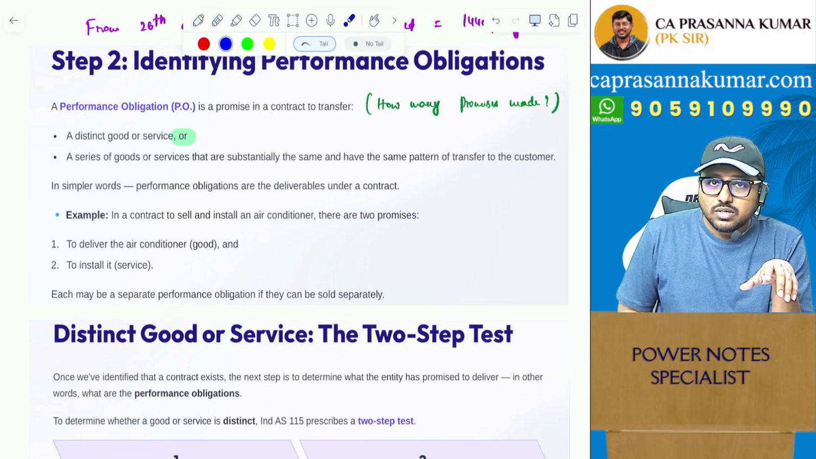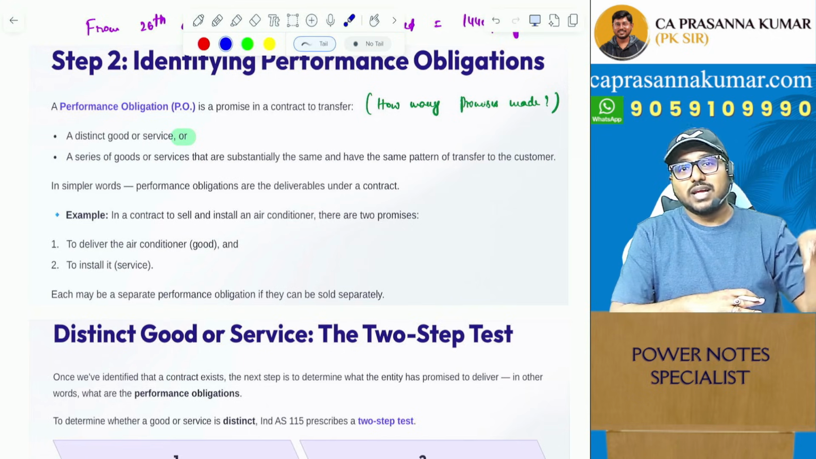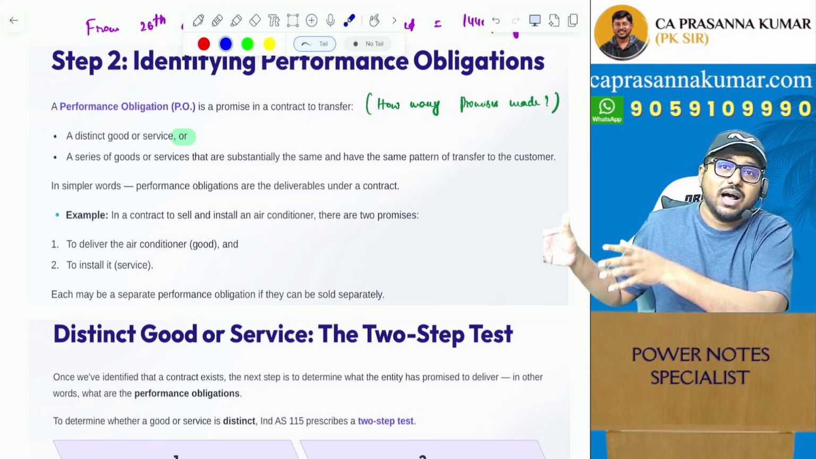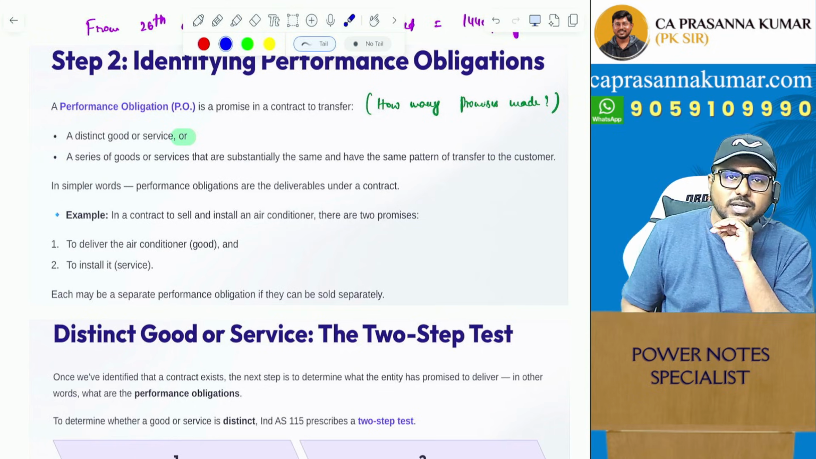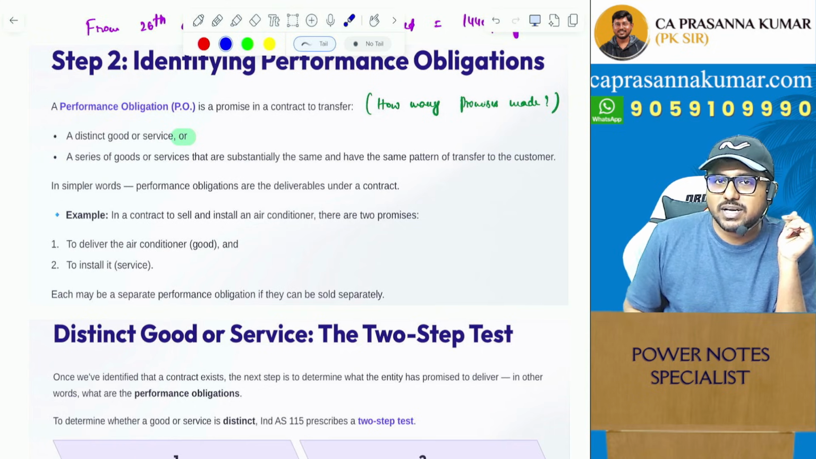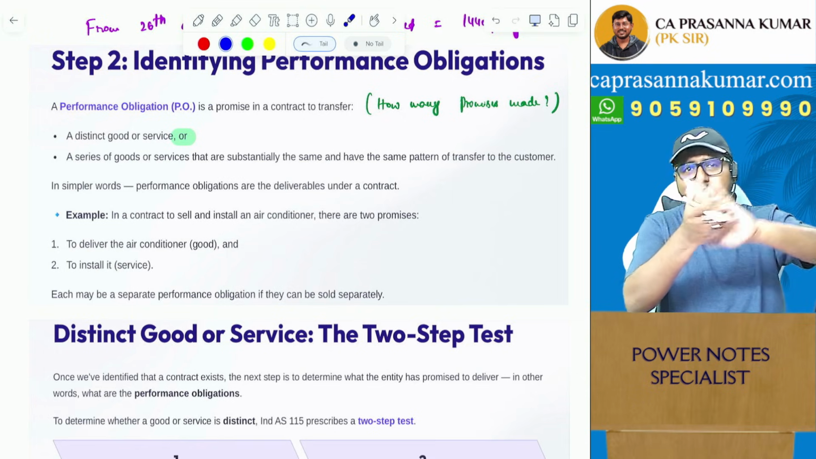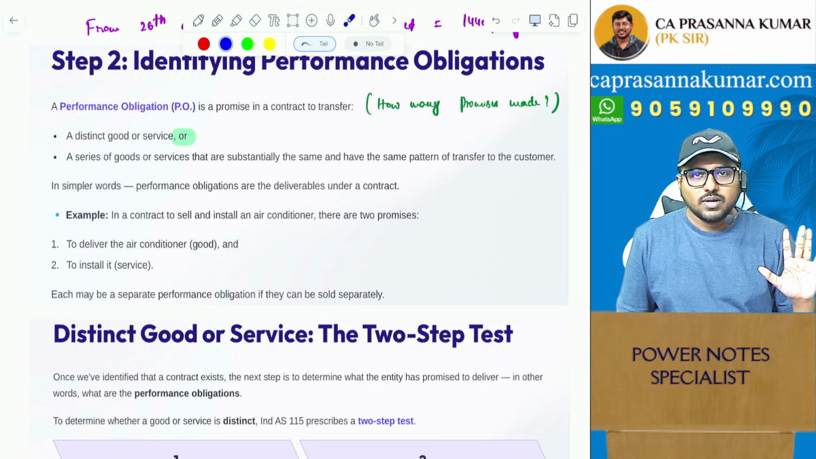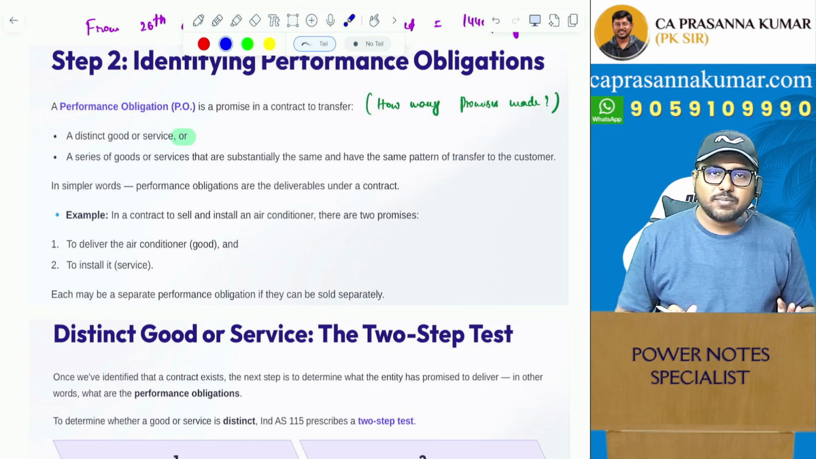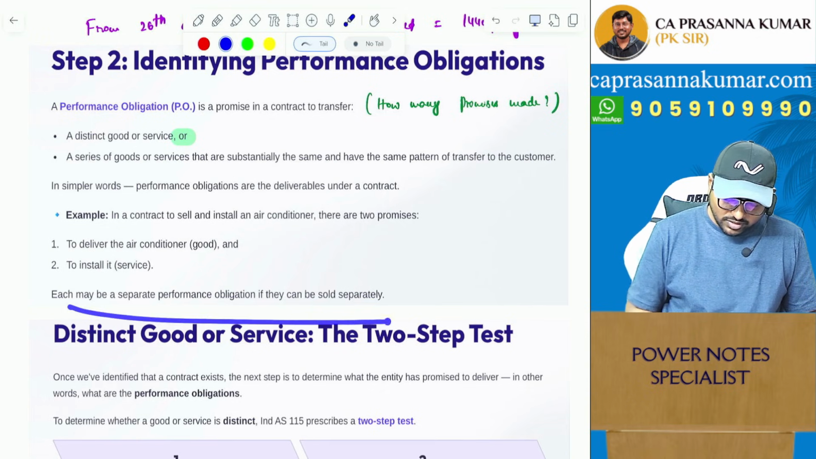Or you understand the point? You have already bought an air conditioner from somewhere else, and then you can buy the installation service separately from Urban Company, which means both of them can be sold separately. Now that's the point over here. Or they can be sold put together as well. But if there is a possibility of selling it separately, then you can treat it as a separate PO. That's what we are trying to say over here.